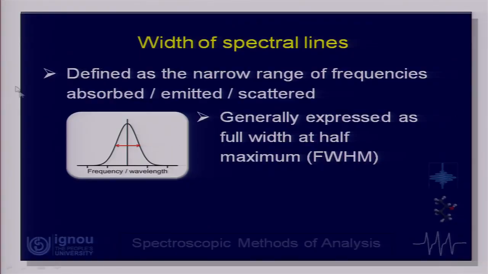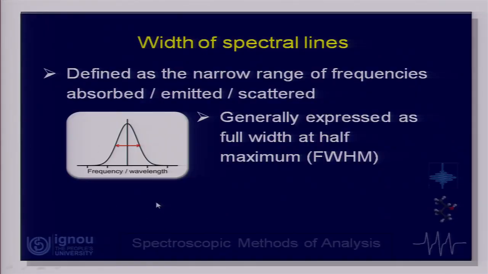That happens to be the width of spectral lines. Width, as I mentioned before too, is defined as a narrow range of frequencies absorbed, emitted or scattered, because when we talked about the molecular spectrum, we said that very closely packed radiations are getting absorbed. That range refers to the width here. It could be frequencies or wavelengths or whatever expression we use for that.